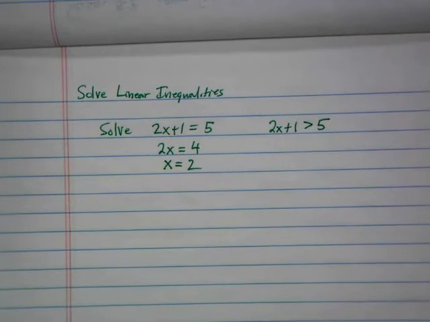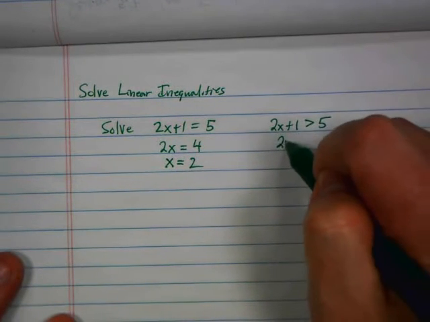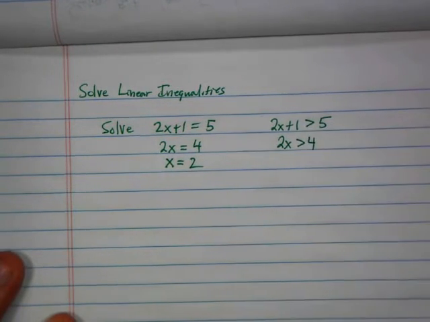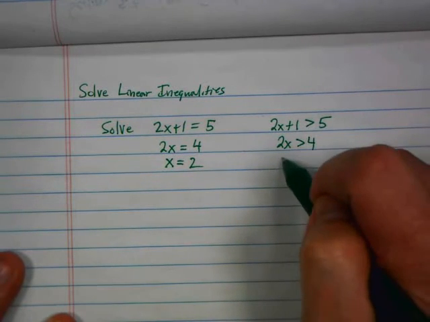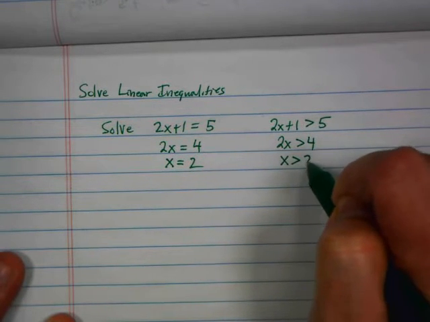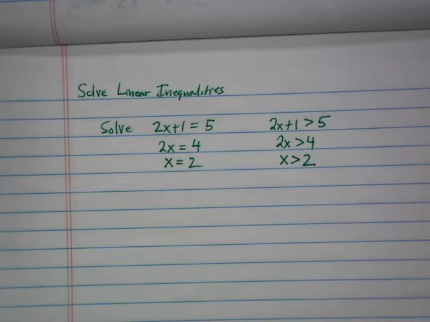How do you think you solve 2x plus 1 greater than 5? That's now a linear inequality. Subtract the 1. 2x greater than 4, and then divide by 2. So x is greater than 2. So you do it exactly the same way as you do a linear equation.